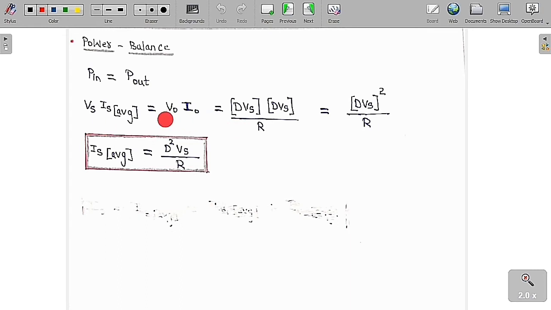Here V naught is equal to D into Vs, whereas I naught is equal to V naught by R. Again V naught is equal to D Vs, so we get D into Vs whole square by R. Vs cancels. We get Is average is equal to D square into Vs by R. This is the average value of the source current, which you need to easily remember.